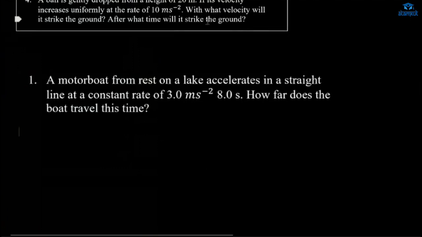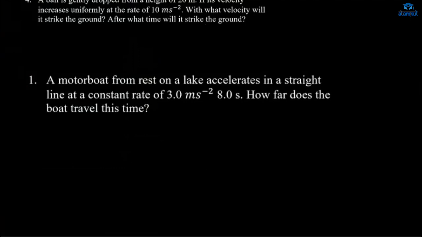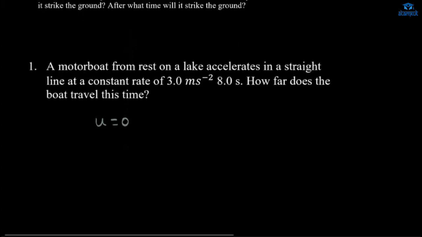A motorboat starts from rest. If a body is starting from rest, what do we have to take? We have to just put u is equal to 0, initial velocity equal to 0, when it is given that the body is starting from rest. Its initial velocity is 0 meter per second. So without thinking anything, just put u is equal to 0.